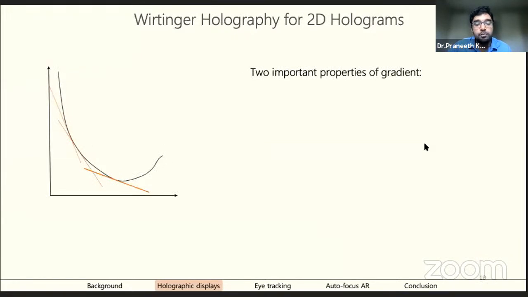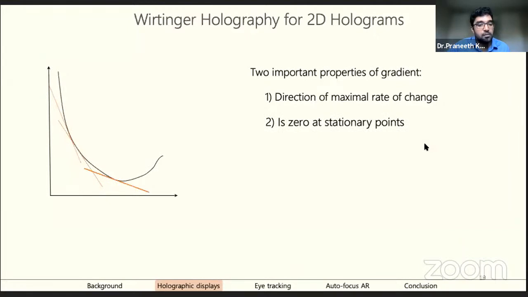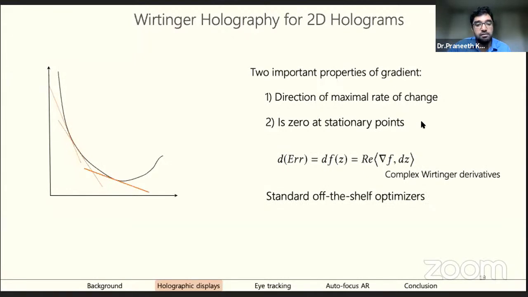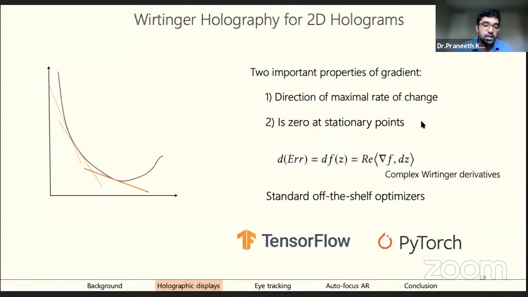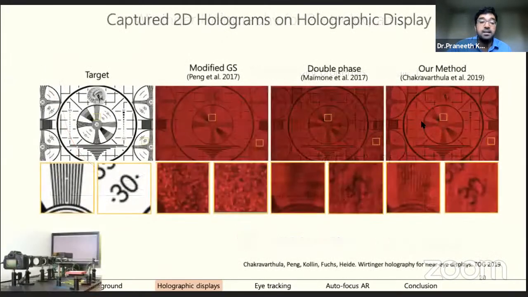So here we look at two important properties of a gradient. A gradient defines the direction of maximum rate of change, and the gradient is zero at stationary points. So we define an approximate gradient definition based on these two important properties, and then use standard off-the-shelf optimizers. Currently these gradients are also built into TensorFlow and PyTorch, which are popular machine learning libraries. And this allows us to optimize for these accurate phase patterns.